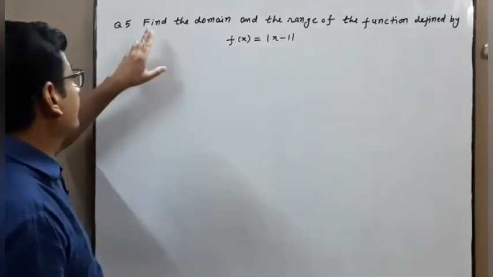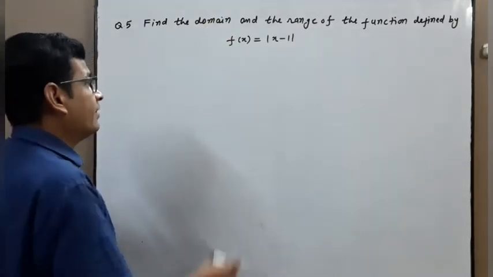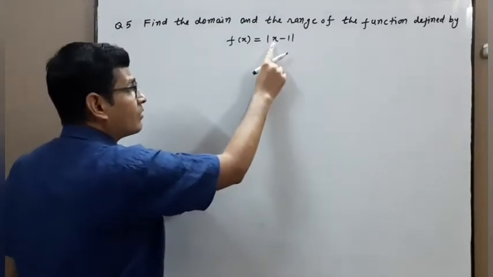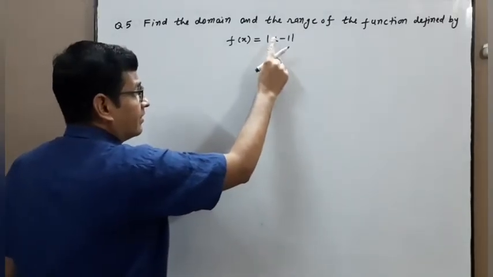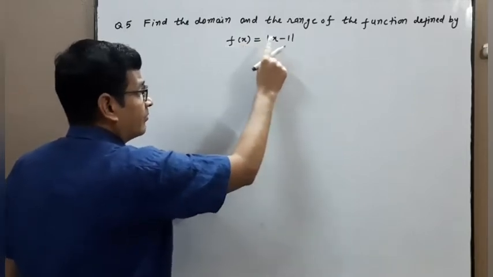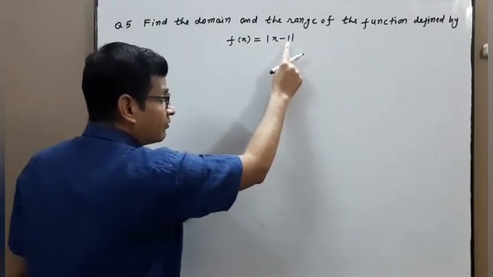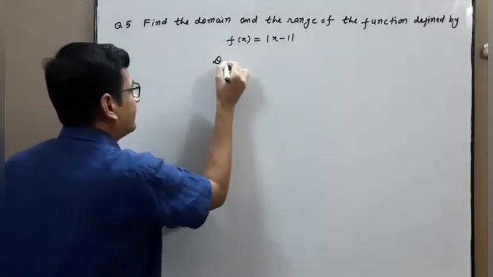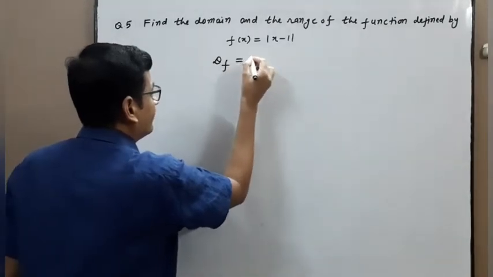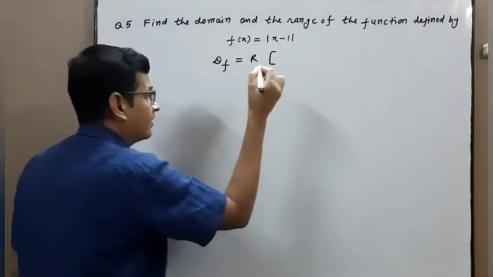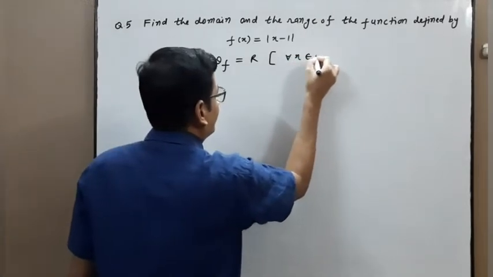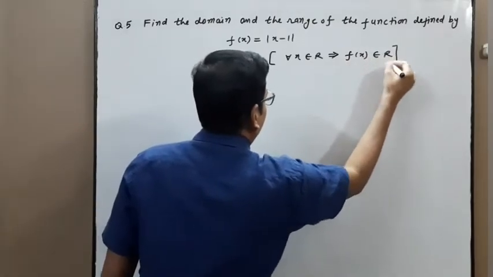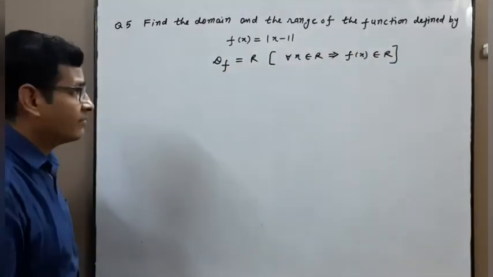Next problem. Find the domain and the range of the function defined by f(x) equal to mod of x minus 1. For every x belonging to R, meaning real number, f(x) is real. Because x is a real number minus 1, a real number, and mod of a real number is also a real number. So your domain is R. Directly we can write domain f equal to R. For every x belonging to real numbers, f(x) belongs to real numbers. So domain of f is equal to R.